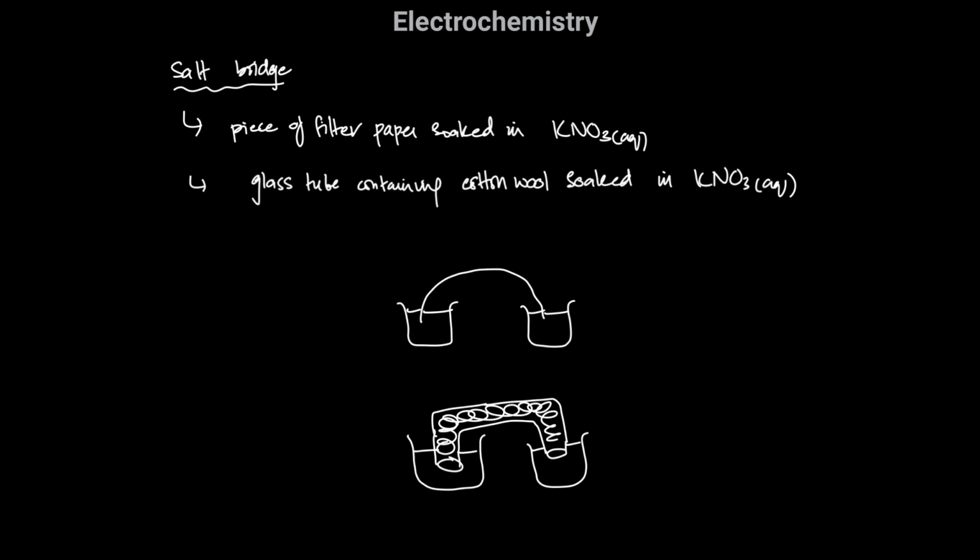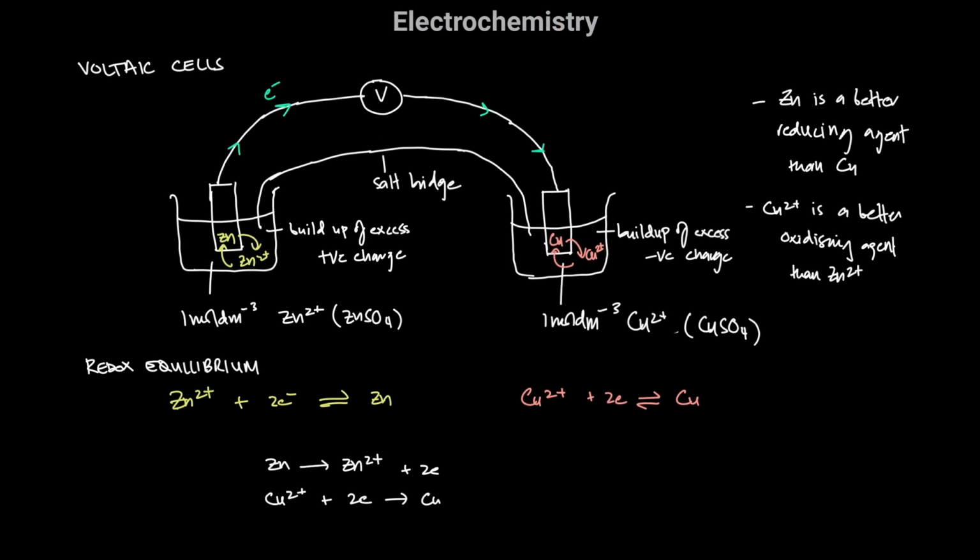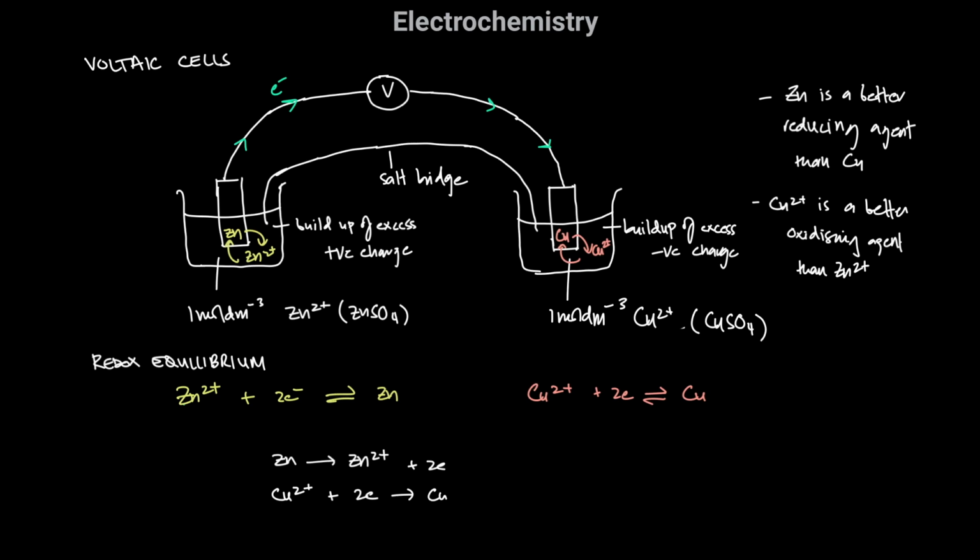So now the way this prevents the buildup of excess charge is the following. This salt bridge consists of just a filter paper soaked in aqueous potassium nitrate, or it could be a glass U-shaped tube that contains cotton wool soaked in potassium nitrate.